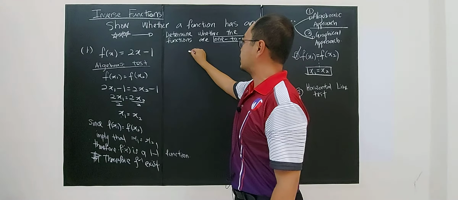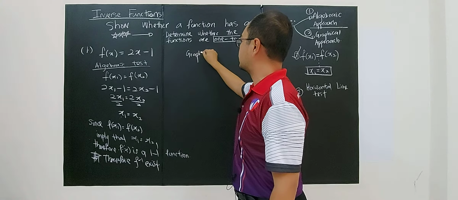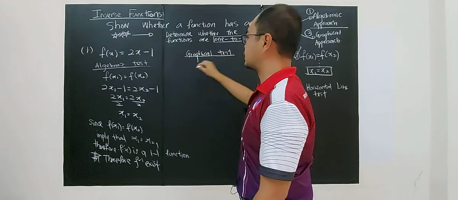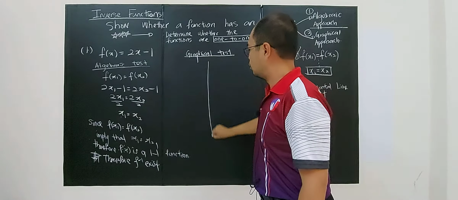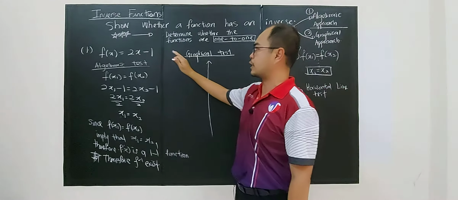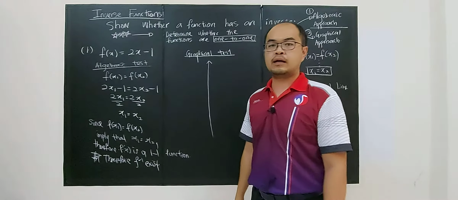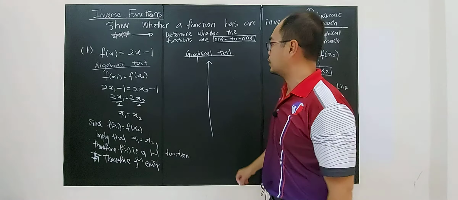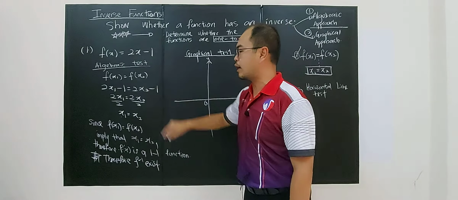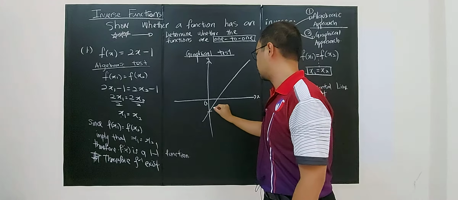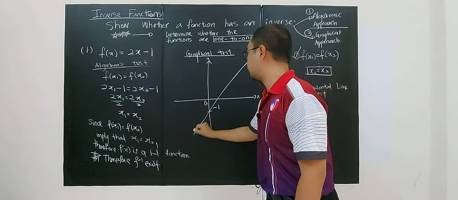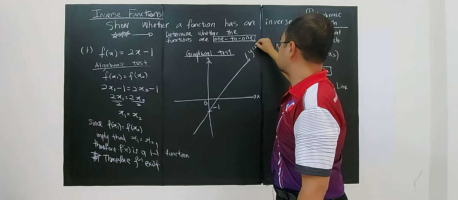Now let's go to the graphical test, which means we're using the graph. We have to sketch the graph for 2x minus 1. I'm not going to teach you how to sketch the graph in this video. If you don't know how, refer to the video I have made about sketching graphs. The graph for 2x minus 1 will be like this, intercepting at -1. So this will be the graph for y equals 2x minus 1.